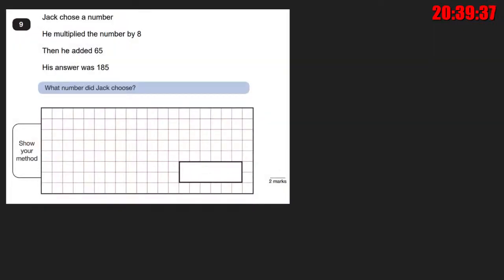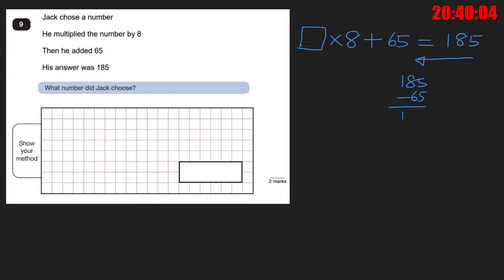Question number 9. Jack chooses a number. We don't know what that number is. He multiplied that by 8, and then he added 65, and that gives 185, right? So what you want to do is the inverse operation from here. 185 take away 65, which is 120, and then you divide by 8.